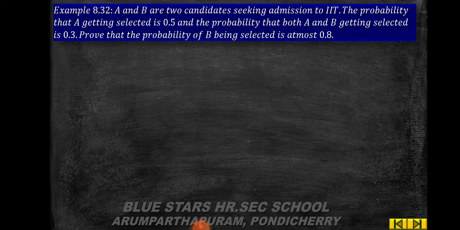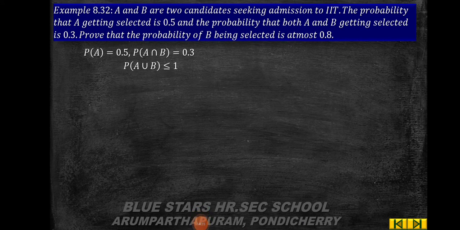Example 8.32, 8.33. So A and B are the two candidates seeking admission to IIT. The probability that A gets selected is 0.5 and the probability that both A and B get selected is 0.3. Prove that the probability of B being selected is at most 0.8.